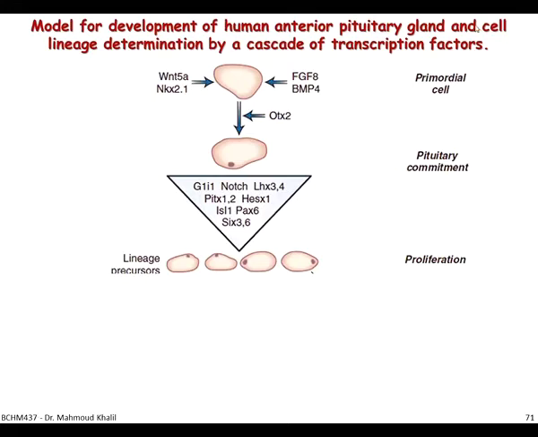So here is the model for the development of the human anterior pituitary gland. As we said in the last slides, the anterior pituitary has different cells, and these cells are specific for secreting specific hormones. This slide describes how these different types of cells are produced. This diagram shows the model for development of the human anterior pituitary gland and the cell lineage determination by a cascade of transcription factors.